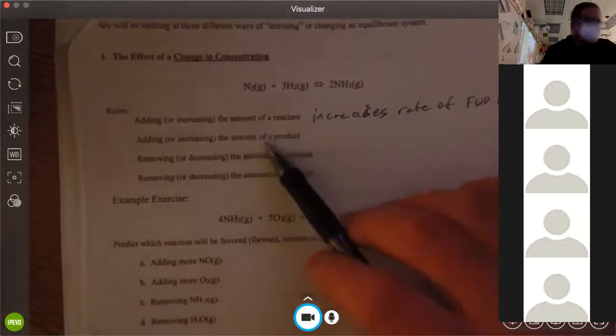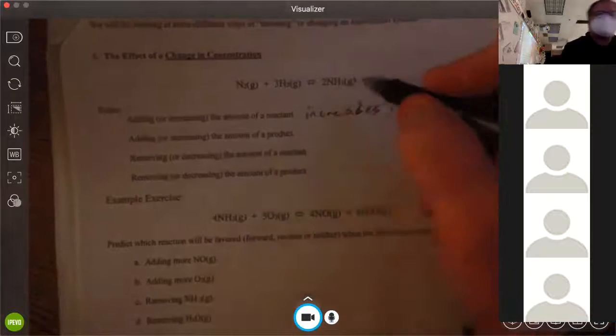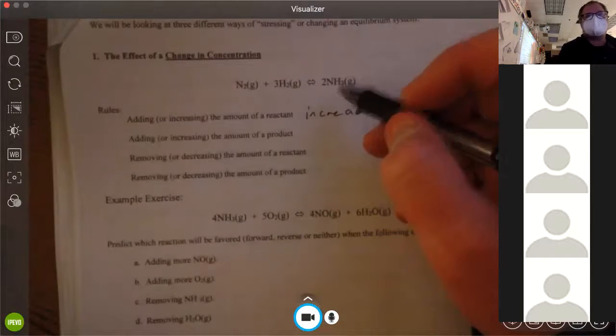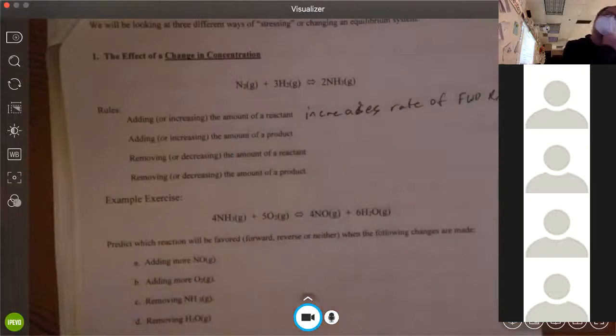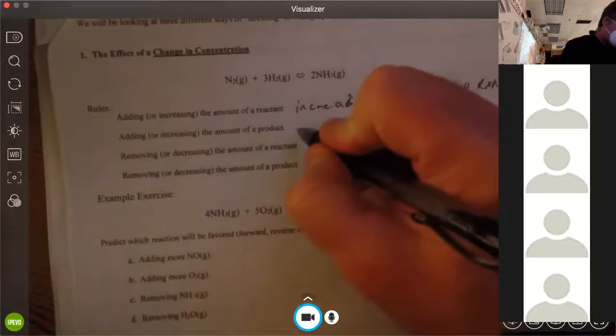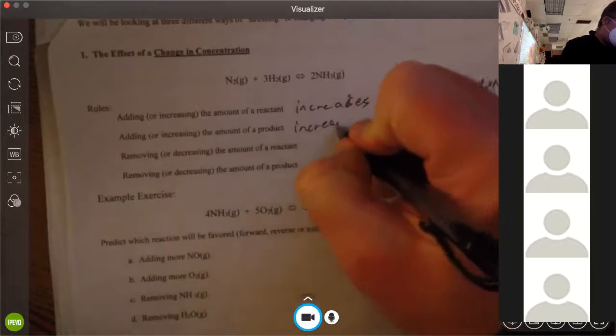Increasing the amount of product. Well, we have more collisions. In this case, we just have more product, so the higher concentration is going to cause it to break down faster. So adding amount of product increases the rate of the reverse reaction.